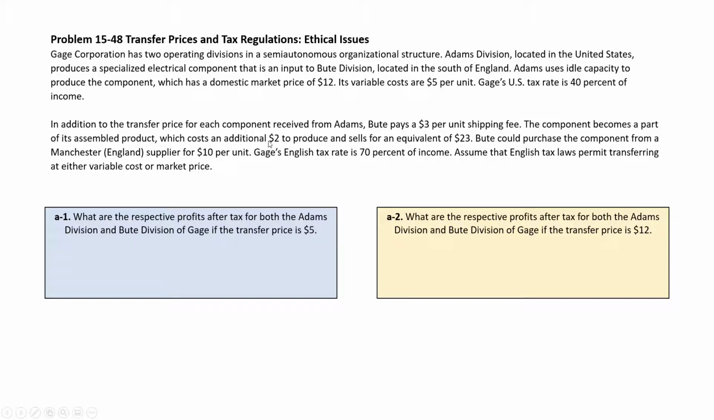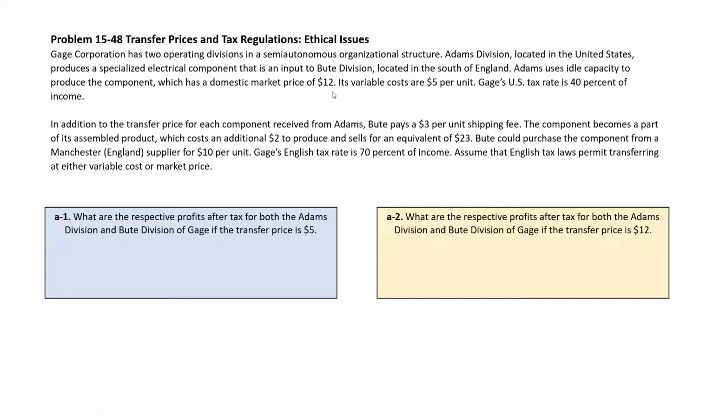The component becomes part of an assembled product. There's an additional cost of $2 to produce and sell, and the selling price that Butte charges for the final item is $23. Butte could purchase the component from a supplier in England for $10 per unit. The English tax rate is 70%, and they do mention that English tax law does say, for transfer prices, it's completely acceptable whether you use the variable cost of $5 or you use the typical market price of the manufacturer, which would have been $12 for Adams.